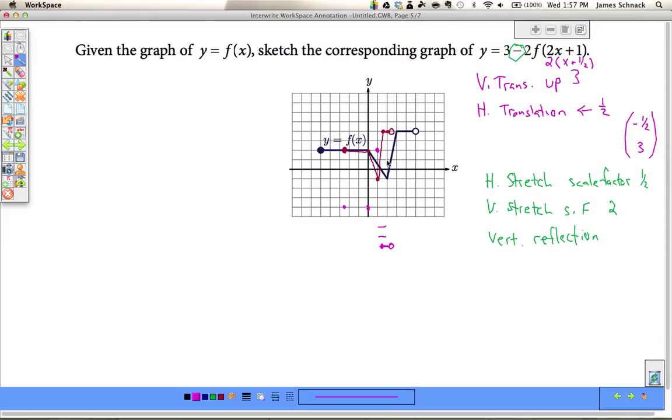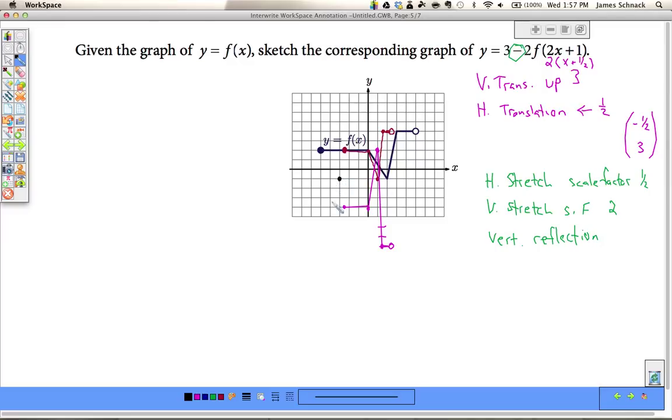And if all I was doing was stretching, if there was no translation whatsoever, I'd be connecting my dots, and I'd be done. This would be what the transformation looks like under these 3 transformations. But there's more. We need to now move these points to the left 1/2 and up 3. So left 1/2, up 3.